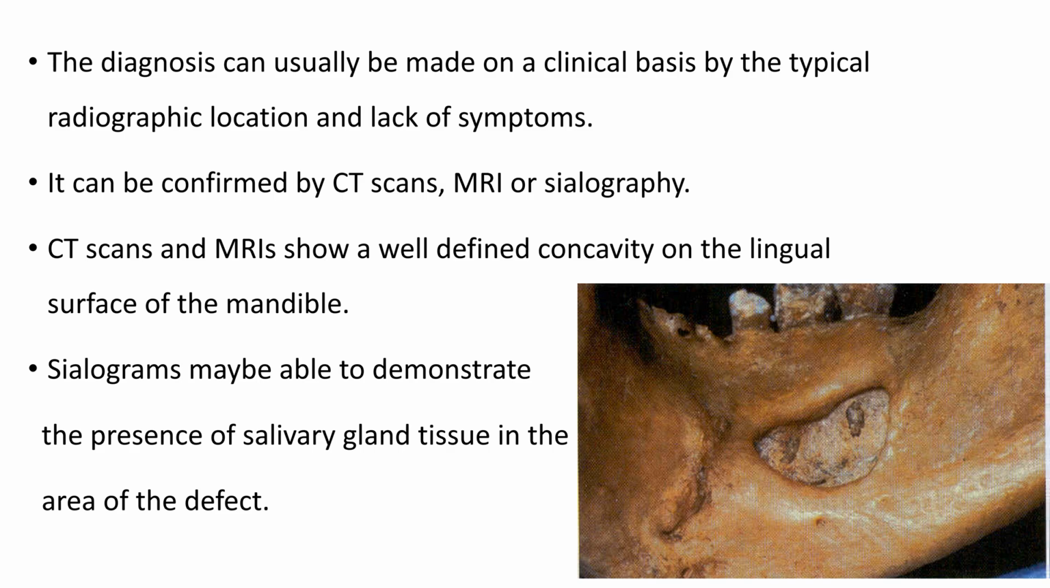The diagnosis can usually be made on a clinical basis by the typical radiographic location and lack of symptoms. If the clinical diagnosis is in doubt, it can be confirmed by CT scans, MRI or sialography. CT scans and MRIs show a well-defined concavity on the lingual surface of the mandible. In the picture you can see the CT scan of the mandible, with a depression on the lingual surface. Sialograms may demonstrate the presence of salivary gland tissue in the area of the defect.